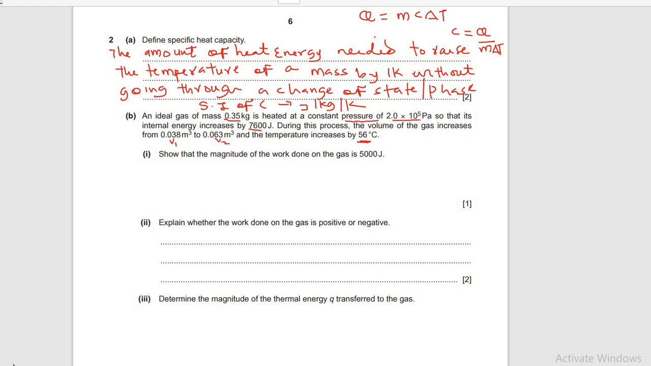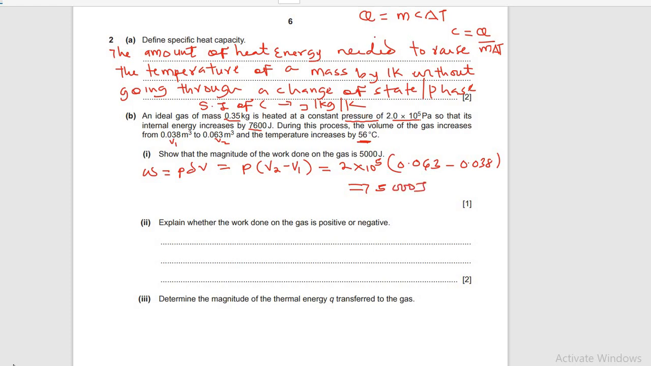The first question: show that the work done on the gas is 5,000 joules. The formula for work done is P dV, that is pressure times change in volume. The pressure is 2 times 10 raised to the power 5, volume V2 minus V1, 0.063 minus 0.038. Using a calculator, we have 5,000 joules.